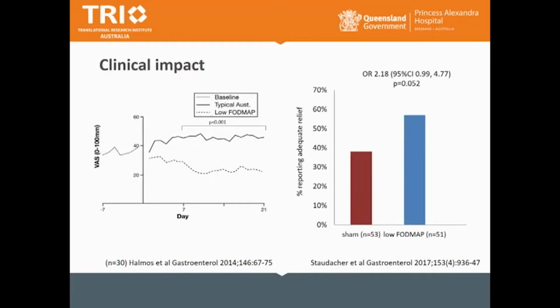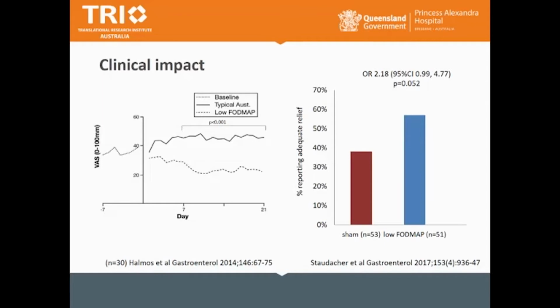And at the end of the 4-week period, you can see the group that got the sham dietary advice, about 40% of them reported relief of their symptoms. And in the low FODMAP group, about 60-odd% of patients reported relief of their symptoms. So there was a difference there. It wasn't quite significant, but when we looked at individual symptom response using a number of other different validated tools, we saw that there was actually a really strong effect of the low FODMAP diet compared with placebo.